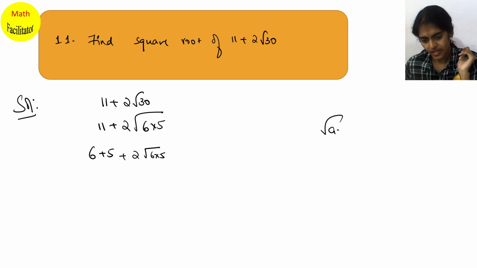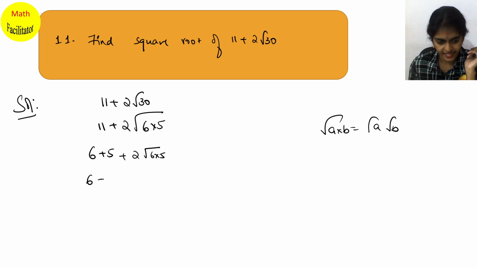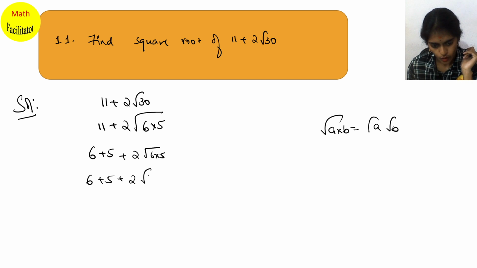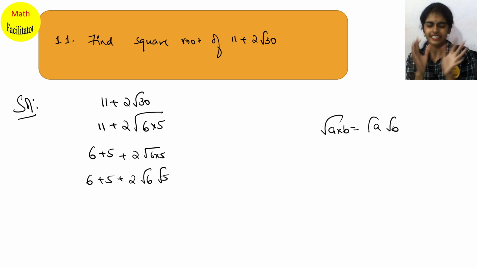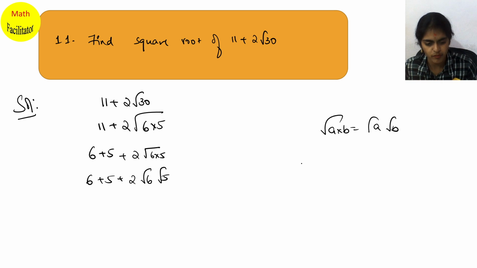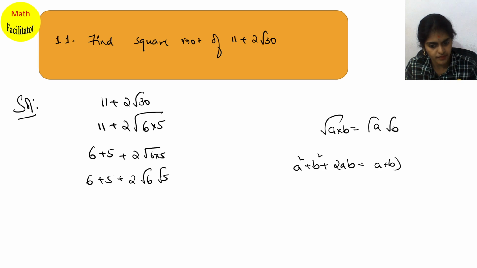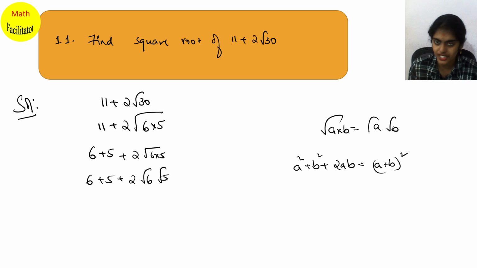Now see, root over a into b I can write as root a into root b. See here, 6 plus 5 plus 2 into root 6 into root 5. Do you find this is similar to a square plus b square plus 2ab? Did you find this? It is nothing but a plus b whole square. Did you see it? I'll write one more step and see.